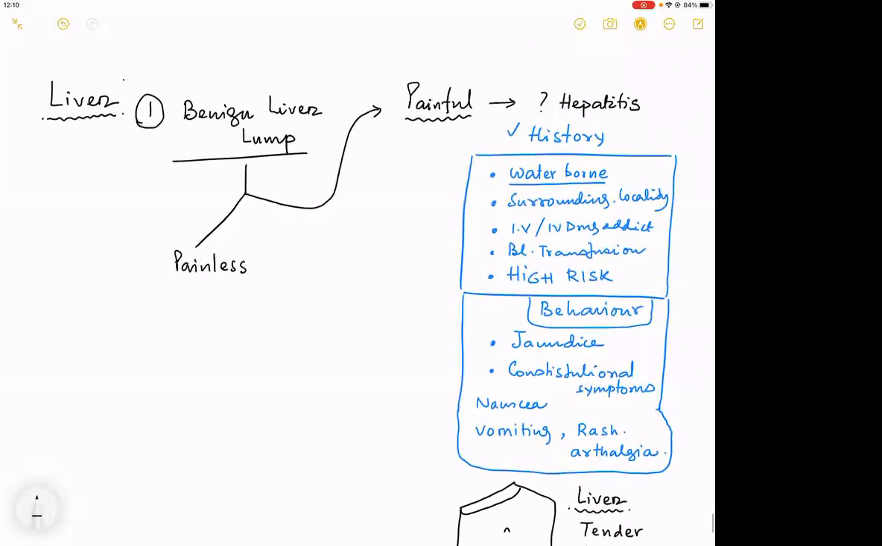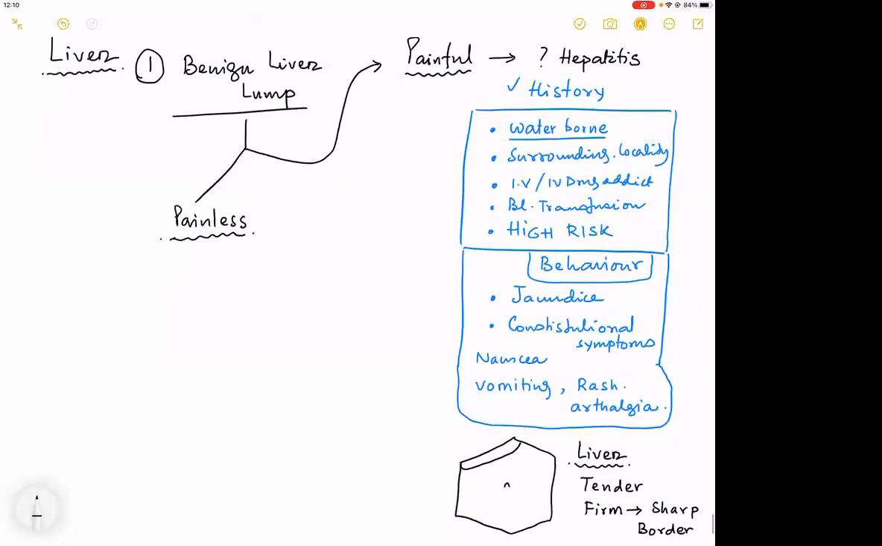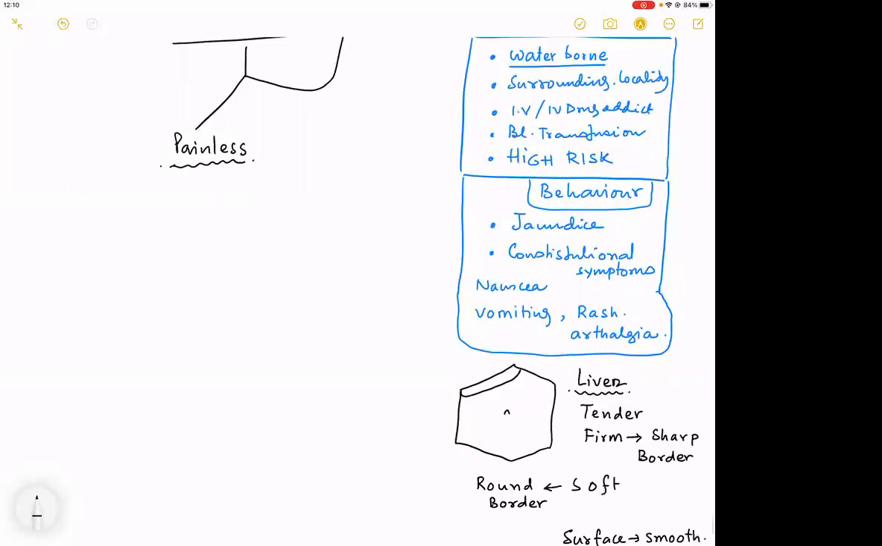Now, when you talk about painless, I'm going to talk about stigmata of liver disease, don't worry. When you talk about painless liver lump, then painless liver lumps, remember, could be divided into two parts. Number one, the painless liver lump could be initially painful, then now painless, or initially painful and now mildly painful.